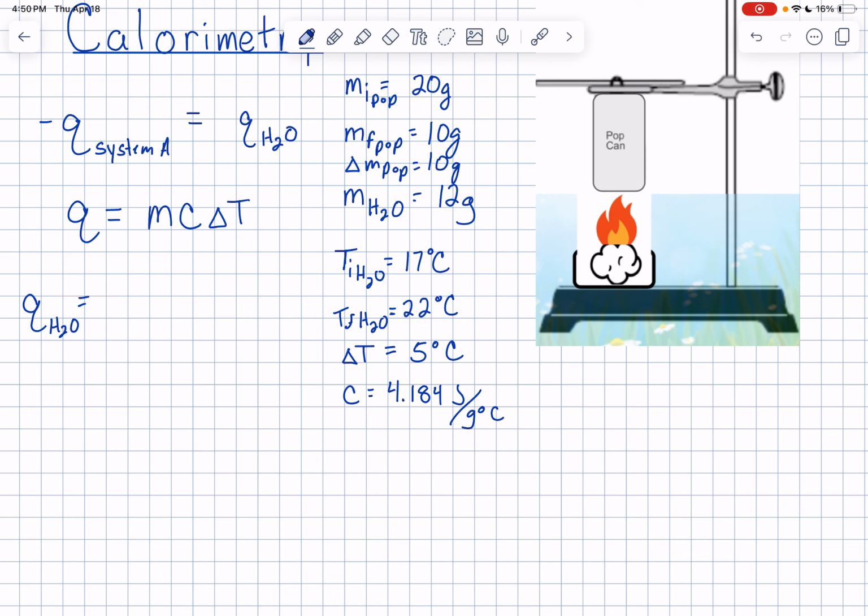And so by doing this, I have my mass, which is 12 grams. I have my c, which is 4.184 joules per gram per degree Celsius. And I have my change in temperature, which was 5 degrees Celsius. And so I'm going to plug that into my calculator. The temperature change is positive. That makes sense because energy was entering the system.